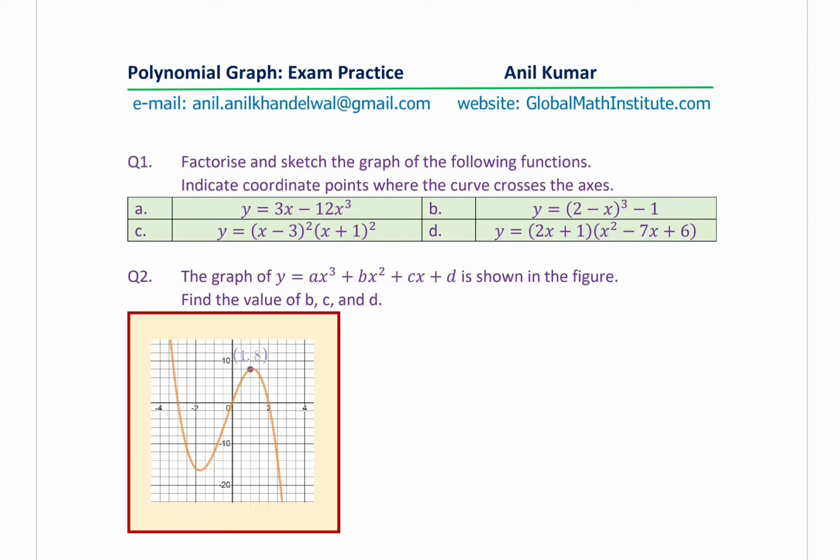Question number 2 here is the graph of y equals ax cubed plus bx squared plus cx plus d is shown in the figure. Find the values of a, b, c, d. I should have mentioned, so also a, right? So a, b, c, and d. You can always pause the video, answer the question, and then look into my suggestions. So let's begin with the solutions.